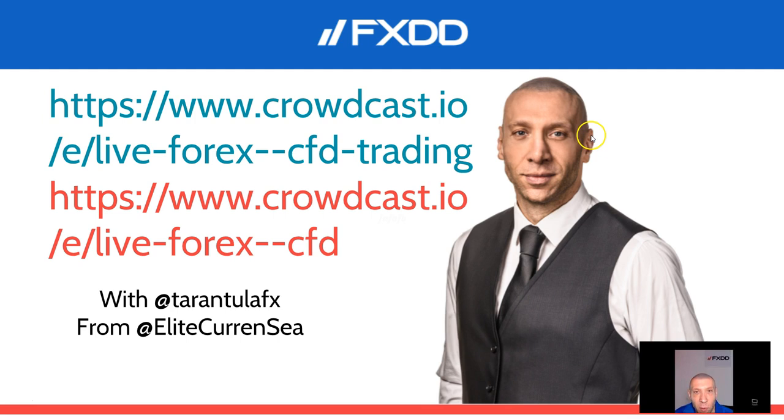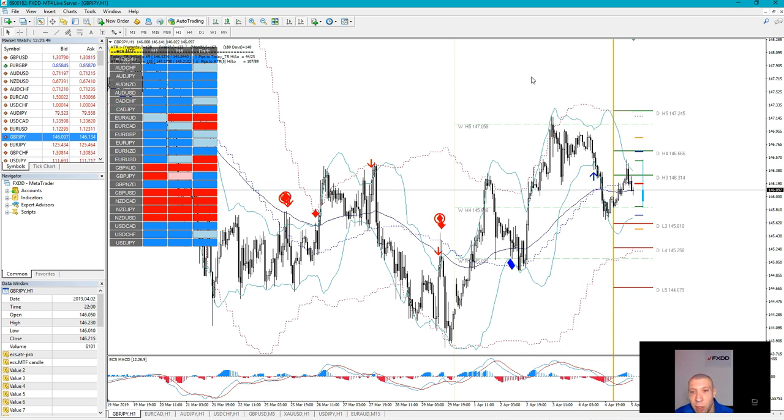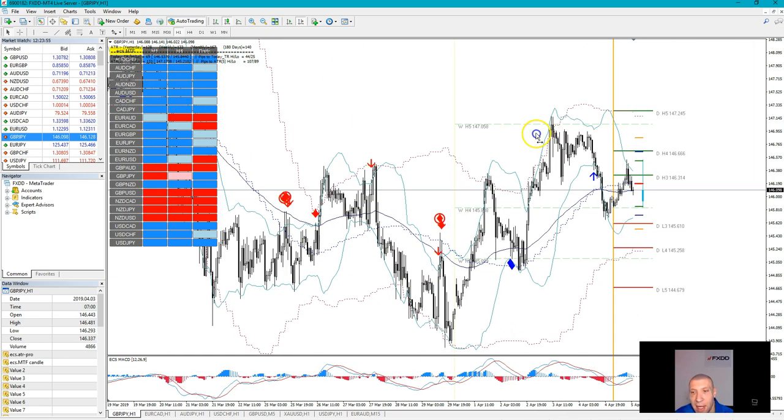Now let's see what the GBPJPY has to offer. The price is generally neutral, but it's switching to uptrend. As you can see, the price dropped from this spot, had a lot of rejections, and then started moving up.